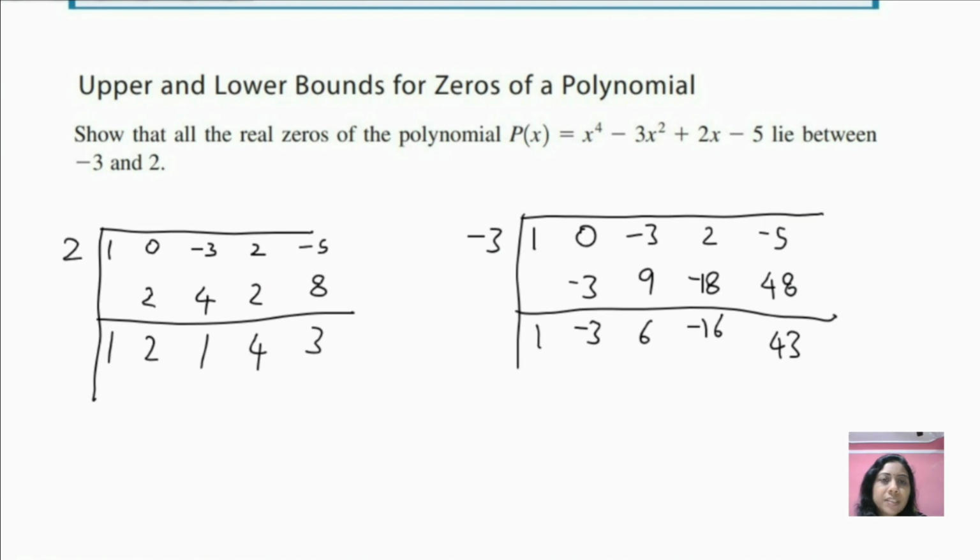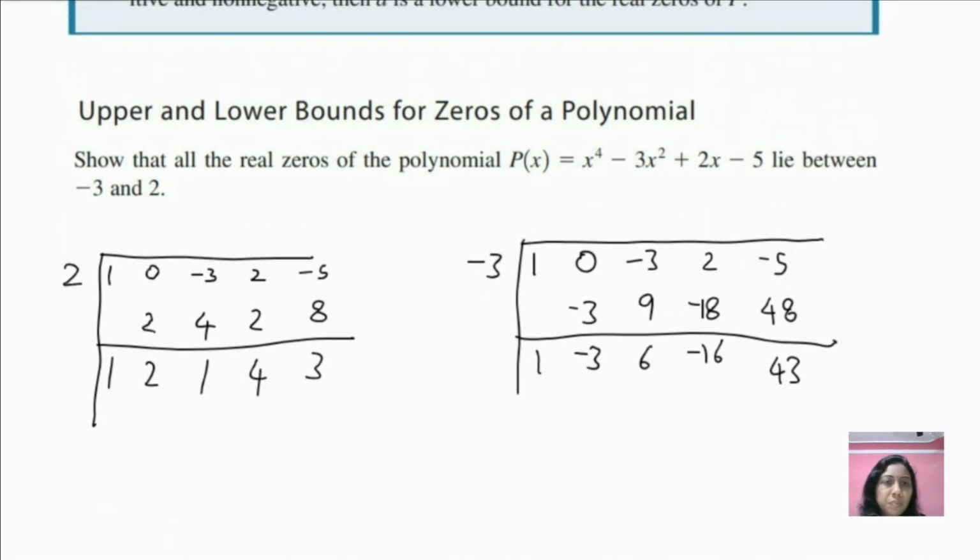Okay. So we can say that by the lower and upper bound theorem, minus 3 is a lower bound and 2 is an upper bound for the zeros. Since neither minus 3 nor 2 is a zero, because the remainder is not 0, all the real zeros lie between these numbers, minus 3 and 2.